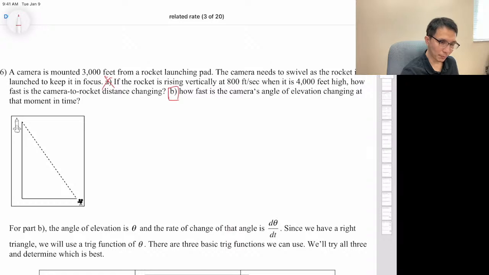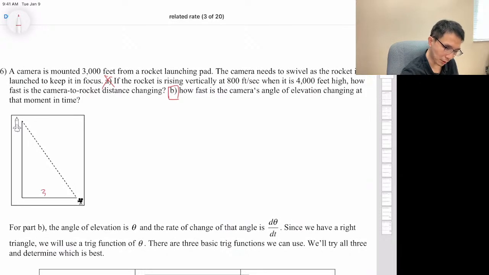Okay, so I'm going to do it really quickly. This is 3,000, right? And this is 4,000, and it's going up at 800 feet per second. I should have paid attention to the time. I'm so sorry, but I will use tangent here. Why will I use tangent? Because the 3,000 on the bottom is a constant. This one doesn't change.